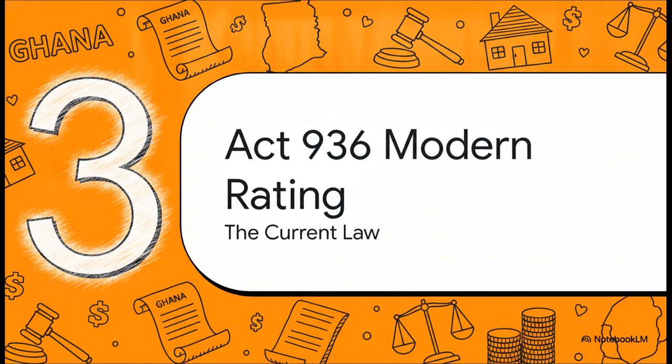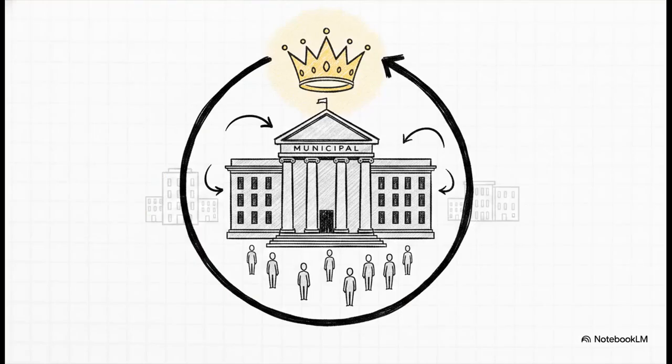That brings us to Part 3, Act 936, and modern rating. This is where our current legal framework gets really interesting. Under Act 936, district assemblies hold absolute exclusive power. Crucially, a district assembly is the only authority that may levy rates for a district, and that holds true despite any customary law that might say otherwise.